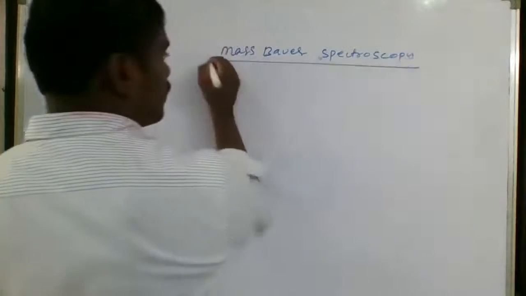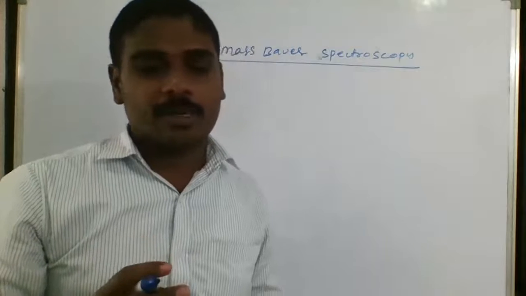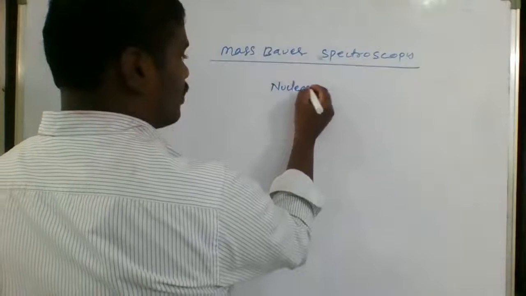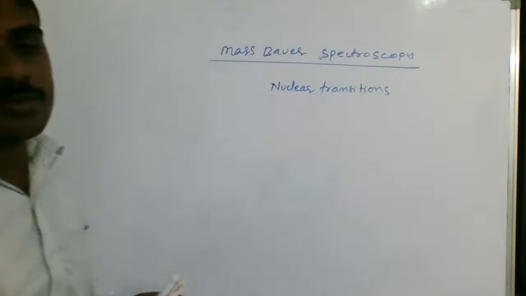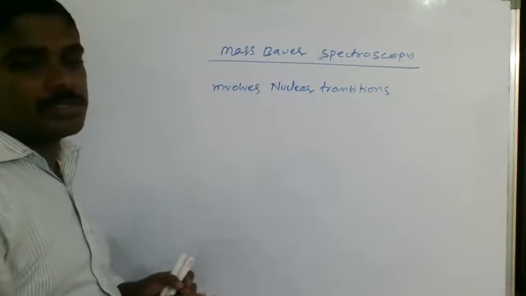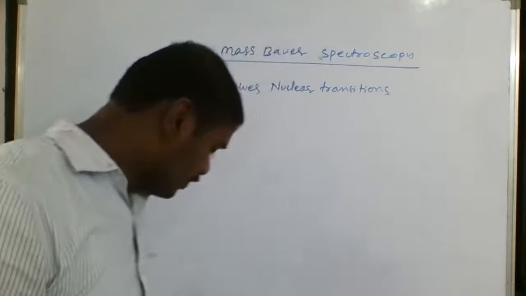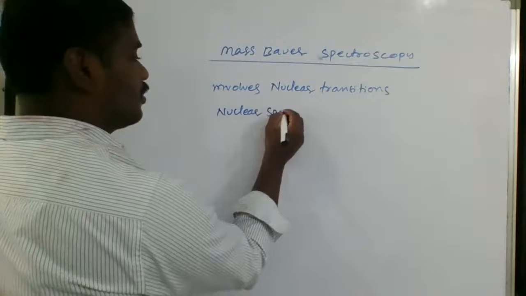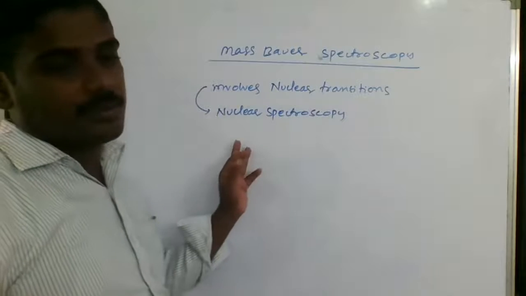In Mossbauer spectroscopy, mainly nuclear transitions are involved. Because of the involvement of nuclear transitions, therefore it is termed a nuclear spectroscopy.